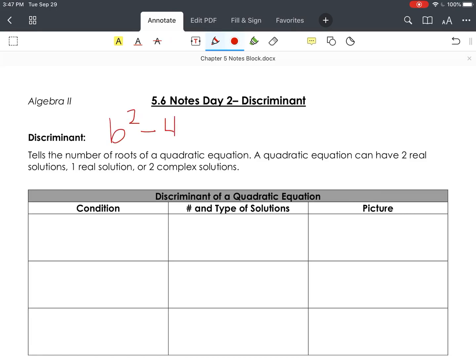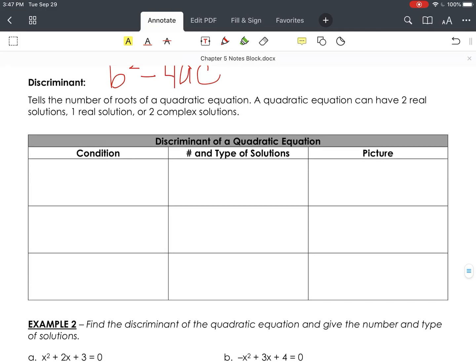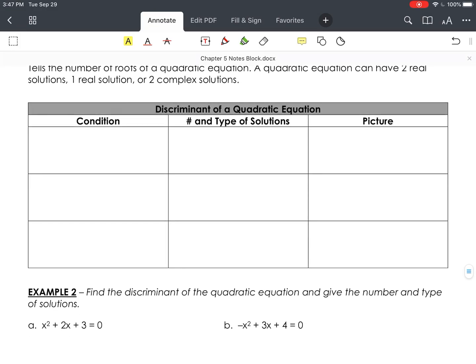So the discriminant is this formula of b squared minus 4ac. You might recognize that as what was underneath the square root when we were doing quadratic formula yesterday. The discriminant tells the number of roots of a quadratic equation. So your three options are you can either have two real solutions, one real solution, or two complex solutions. For all of these problems, you're going to calculate b squared minus 4ac, and based off of that answer, you'll know the number and type of solutions.